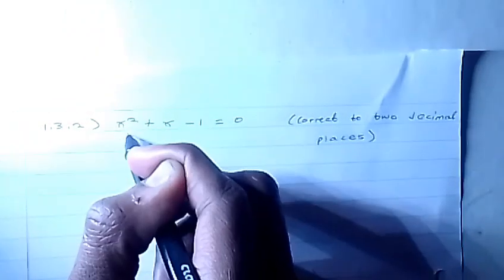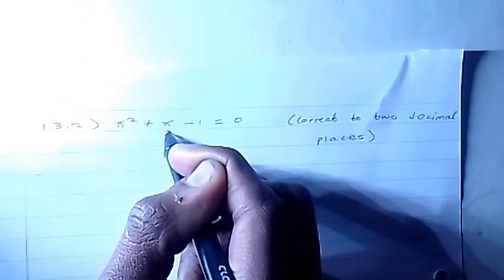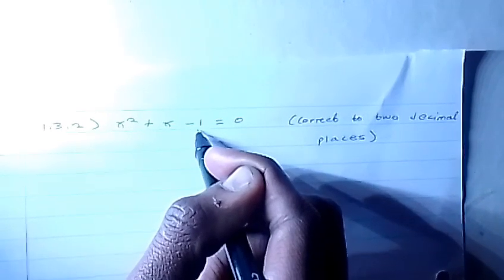Our next question asks us to find the values of x correct to two decimal places. Now this is a hint. When they say correct to two decimal places, you can already tell that we have to use the quadratic formula. So from here we're going to continue and find our x value. This is our a value, which is 1, b is 1, and c is negative 1. So we're going to insert the formula.